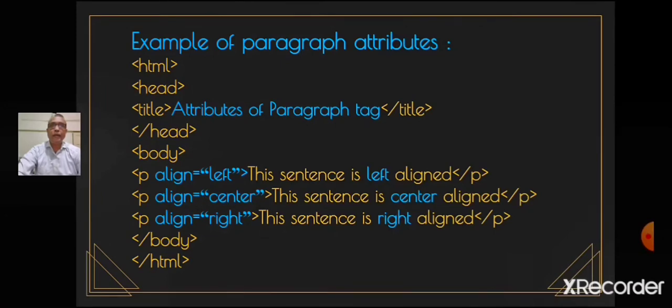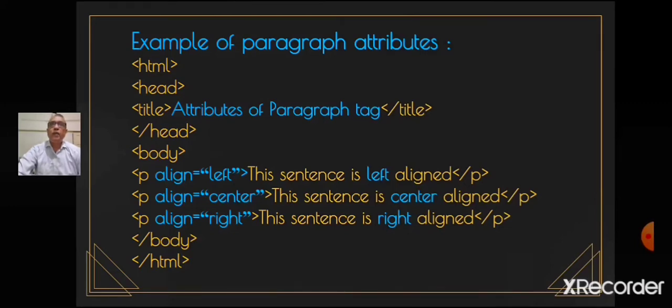In the paragraph tag, we have started with P space align. Align is nothing but the name of the attribute, is equal to left. Left is written in double quotes. The left is the value. So how are you going to write? P space align is equal to, in the double quotes, left. Then close the opening tag and write the paragraph and close the paragraph tag.